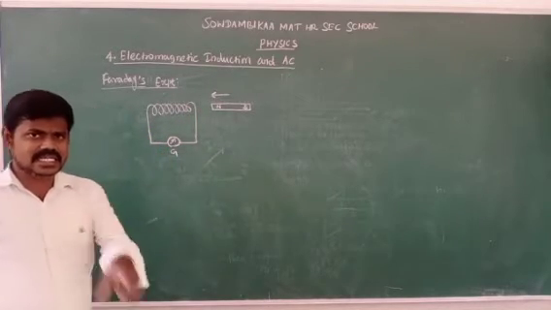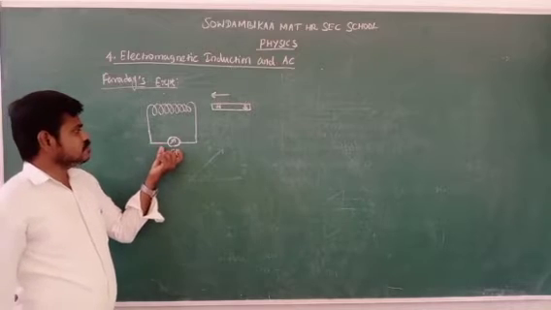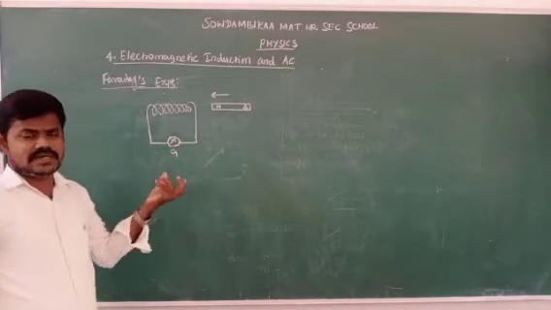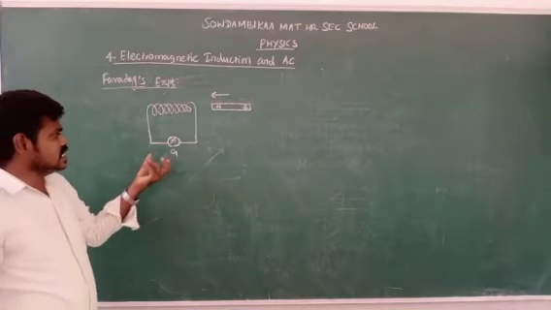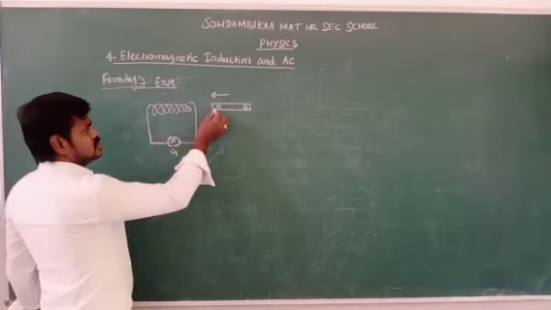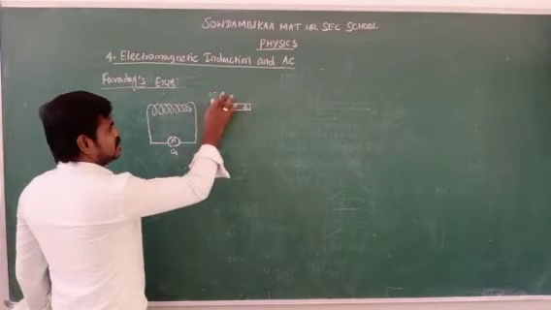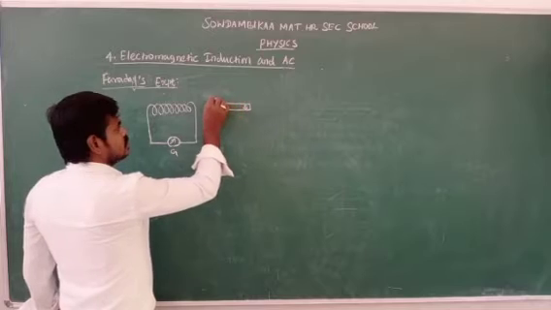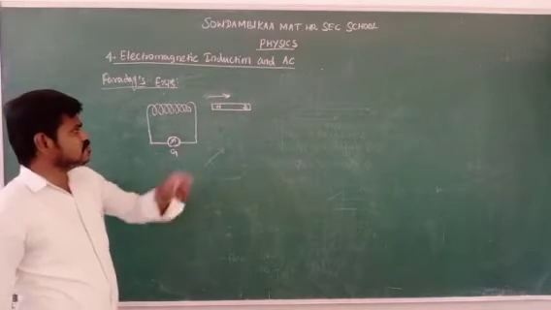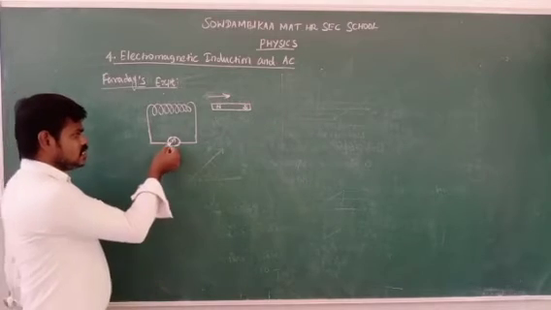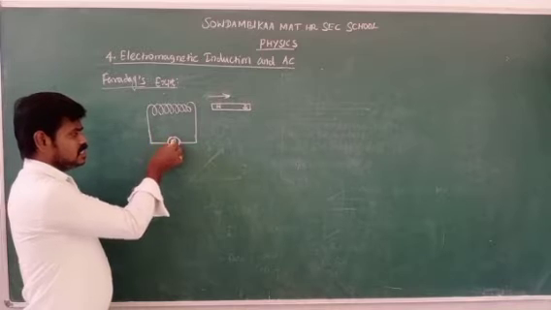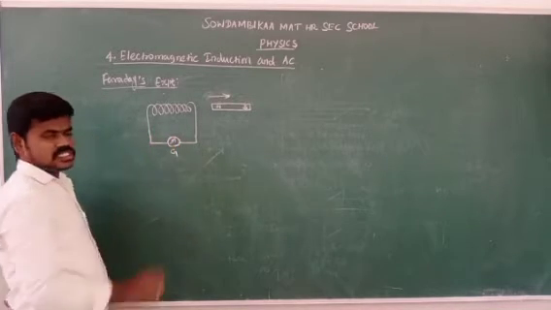But what is the conclusion? Current is produced in the coil and flows through the galvanometer, so the galvanometer coil is deflected, which is indicated by the deflection. Next, when the bar magnet is withdrawn from the coil, the galvanometer shows deflection, but the deflection is in the opposite direction.